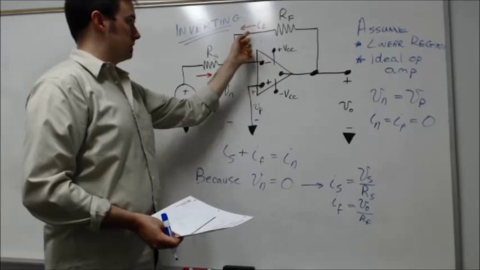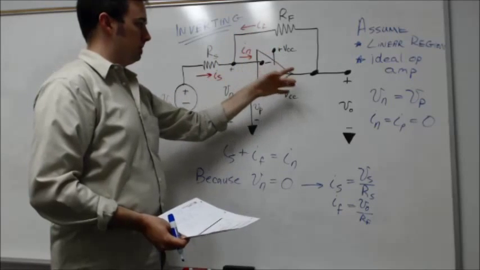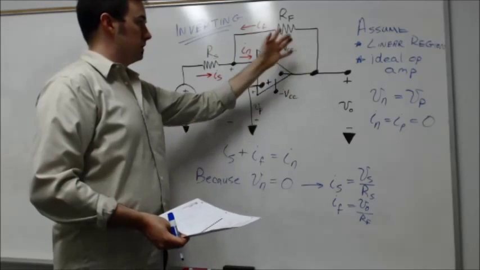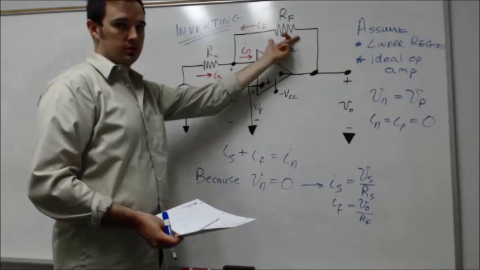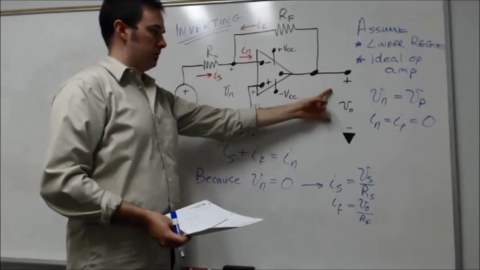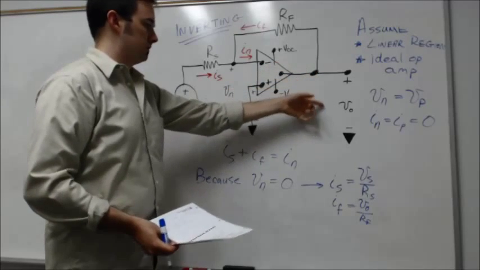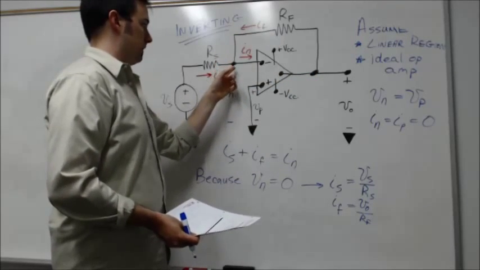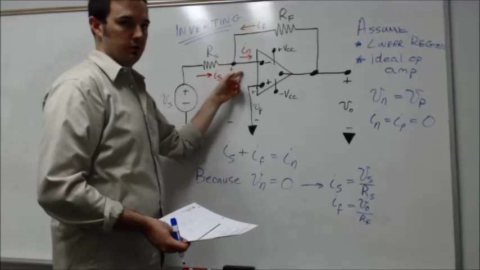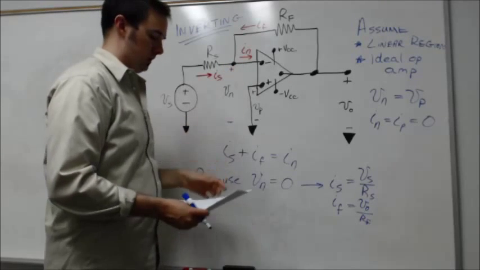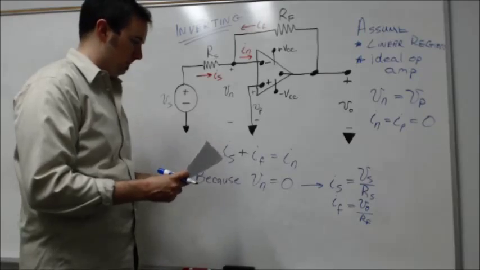And then as far as the current IF coming back here, again the only voltage being dropped across this resistor RF is going to be the output voltage, again relative to the common node, because again there's no voltage sitting right here at my inverting input.